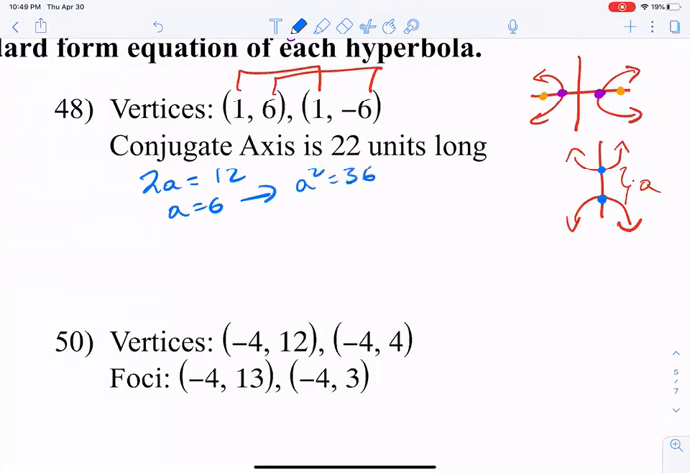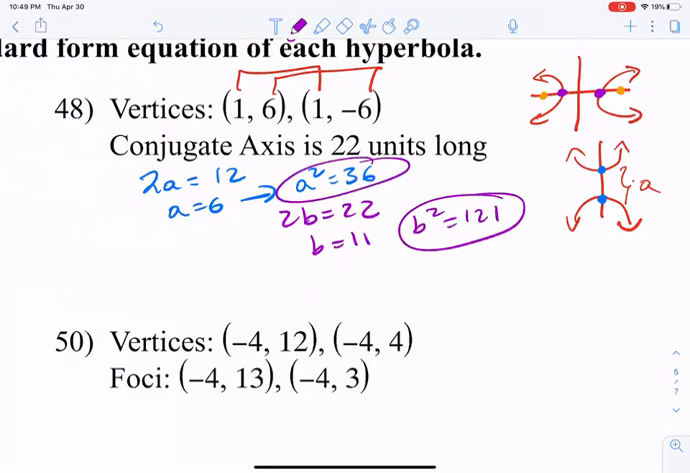And now they give you that the conjugate axis is 22 units long. So if this is the vertices, they give you the co-vertices, right? Sort of. It's not co-vertices, but that's basically the value of b. So 2b equals 22, so b equals 11, and that implies b squared is 121. So now you have a, you have b, and you know that this is vertical, so we need y minus k squared over a squared, plus x minus h squared over b squared, is equal to 1.